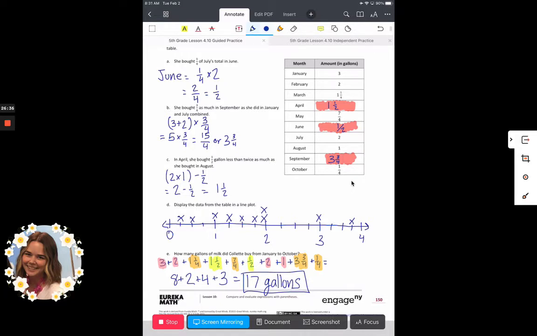Obviously, there are a bunch of different ways that we can solve that. That's the way that I choose. However you want to solve that is totally fine.